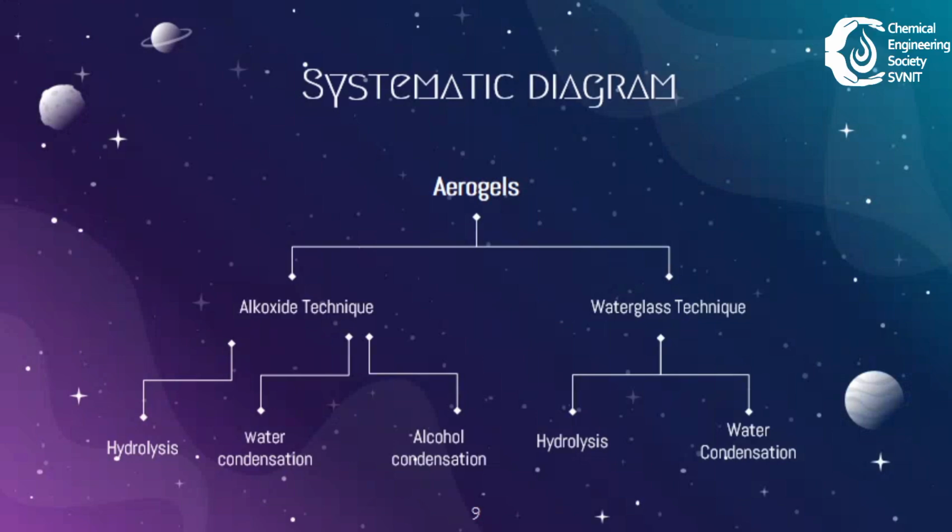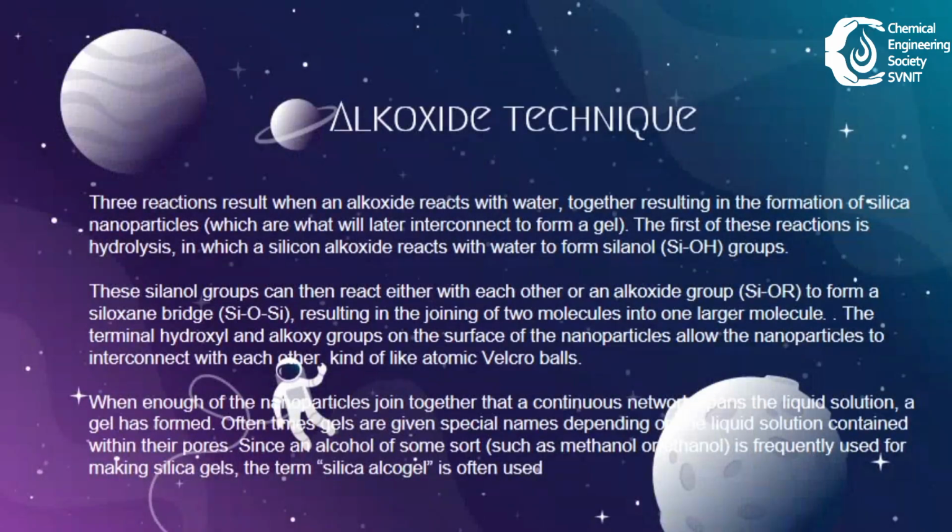Commercially, aerogels are made using two techniques: the alkoxide technique and the water glass technique. The alkoxide technique consists of 3 steps: hydrolysis, water condensation, and alcohol condensation, while the water glass technique consists of hydrolysis and water condensation. Alkoxide technique.